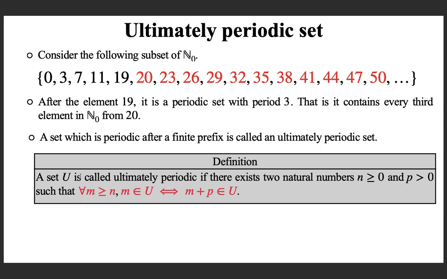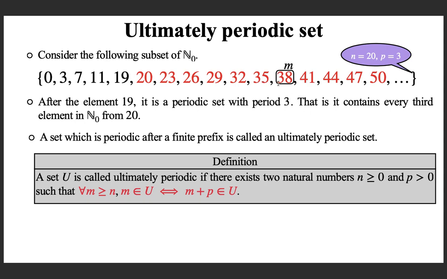A set U is called ultimately periodic if there exist two natural numbers, n greater than or equal to 0 and p greater than 0, such that for all elements m in the set with m greater than or equal to n, m plus p is also in the set. That is, if you look at any element after the prefix, m is in the set if and only if m plus p is in the set. For example, here you can take n as 20. For any value greater than or equal to 20, m is in the set if and only if m plus p is in the set.